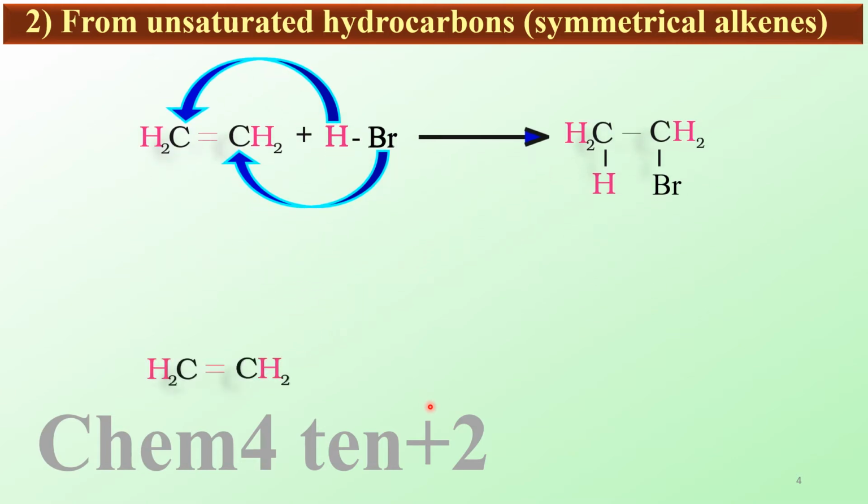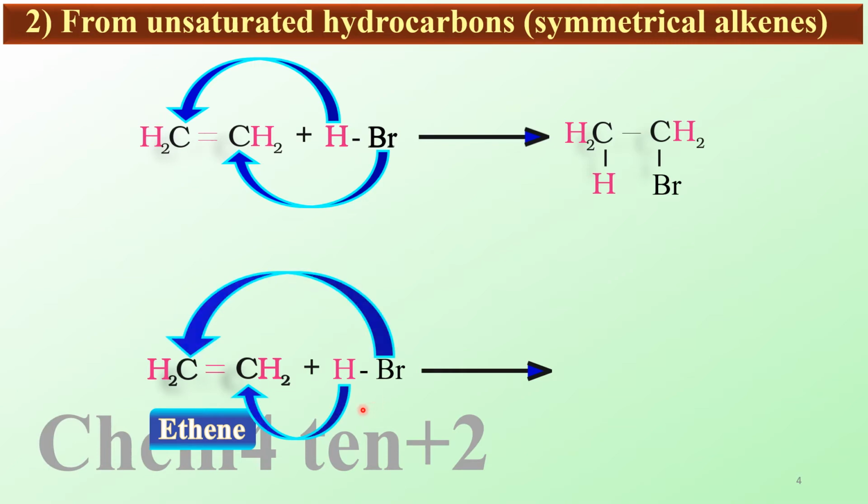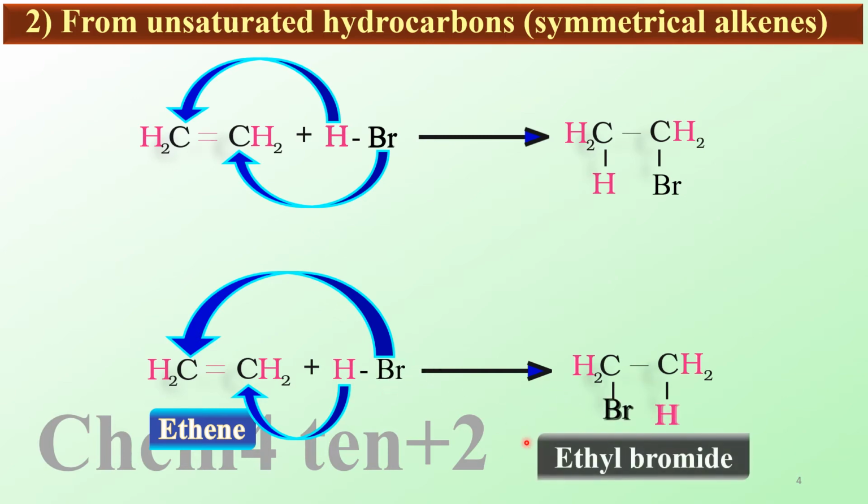So let's see the second way. Here CH2 double bond CH2 plus HBr. Now here hydrogen atom is moving to the second carbon atom, whereas Br is moving to the first carbon atom. And the product obtained is again ethyl bromide. So in both the cases we find the product obtained is the same.